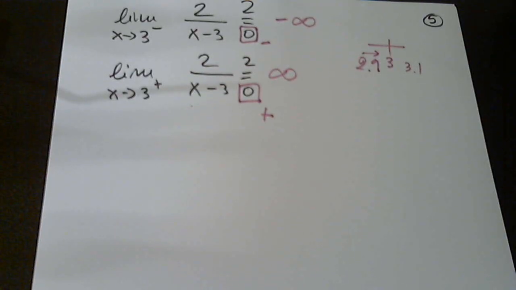Okay. So it says here, x approaches -3 from both sides, from either side. So x is going this way.